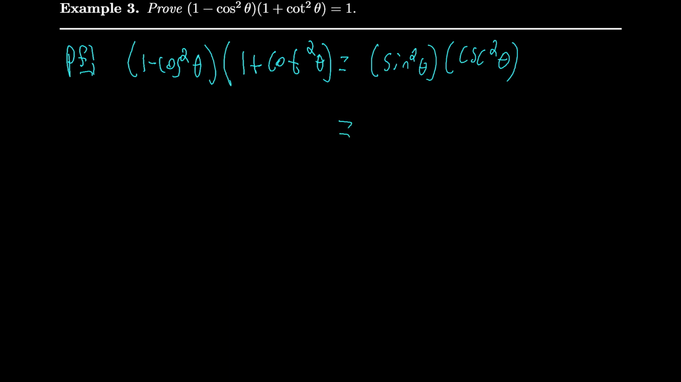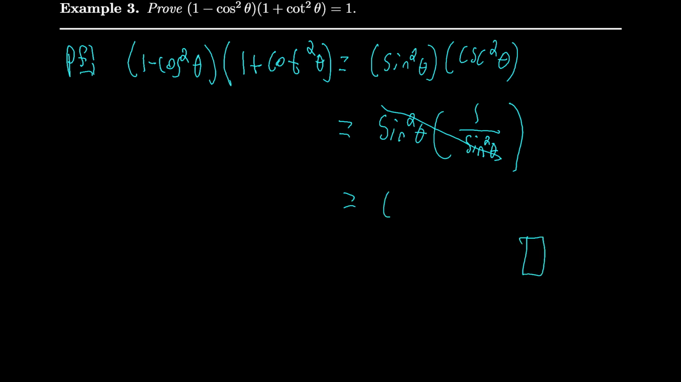Well, now you just have one reciprocal identity, and that's about it. You have sine squared theta. Remember, cosecant is 1 over sine, but it's squared, so square it. And look, it cancels. It's 1. You're done with the proof. That's the whole proof. So I went through all that extra work just to show you that there's a lot of ways to do this.